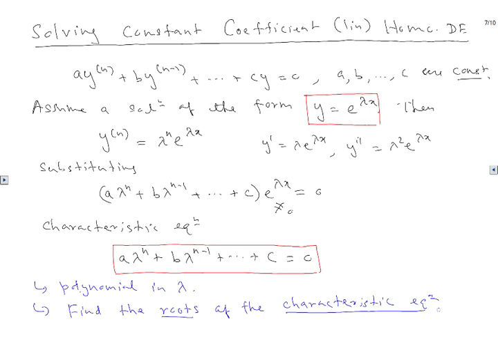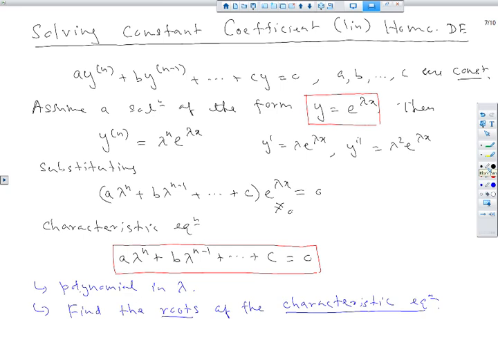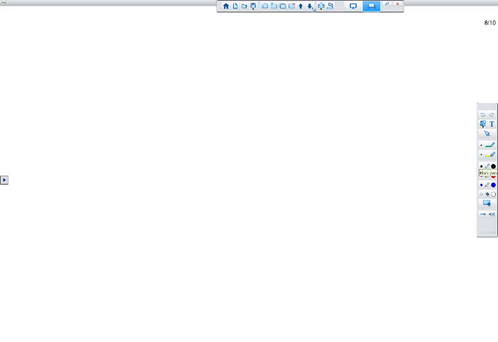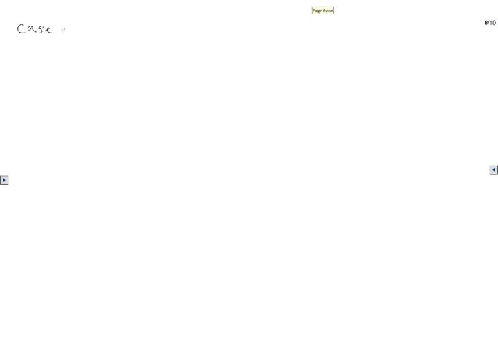Good. So let's go case by case. There are three cases, as you know. Case one: let's assume that all those roots are distinct. Distinct roots, very important. If the distinct roots are lambda 1, lambda 2 through lambda n, then you can write your general solution.